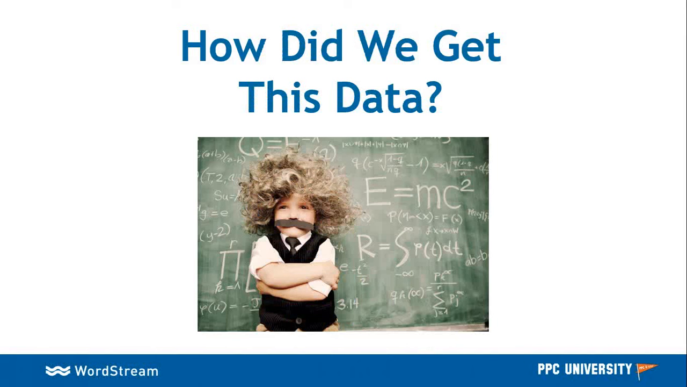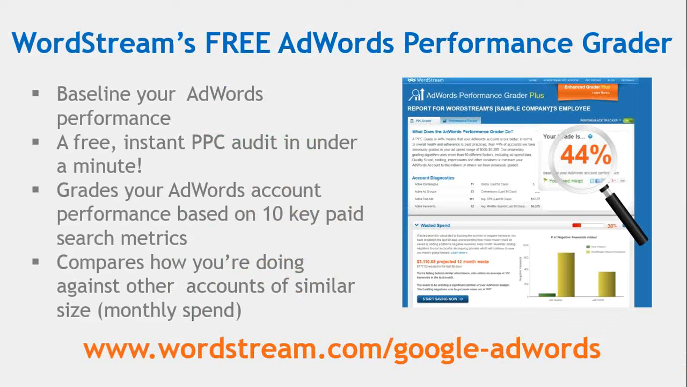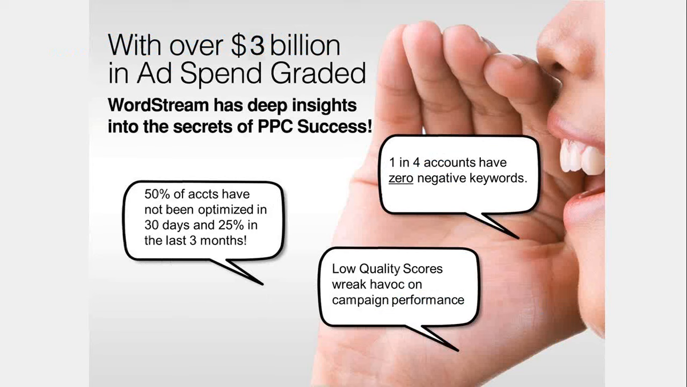Okay. So where did we get this data? Well, I hope everybody on this call has come through and checked out our AdWords performance grader. And actually, in the next couple of weeks, we're releasing a new grader that you guys should all stay tuned for as well. Essentially, our grader is an amazing free tool. You can come in and get a baseline of your AdWords performance. You're going to be able to see exactly how you are performing against your competitors in the industry and in a similar spend range. At this point, we've graded, I think, up to like $25 billion in ad spend, with $5 billion of that being actual unique spend.